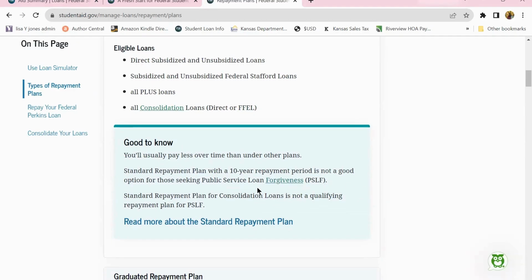But if you want public service loan forgiveness, this is not a repayment plan that aligns with public service loan forgiveness. That's not you. So this is definitely something you would want to consider, maybe for some of your loans, if not all of them, depending on what the numbers shake out to be.